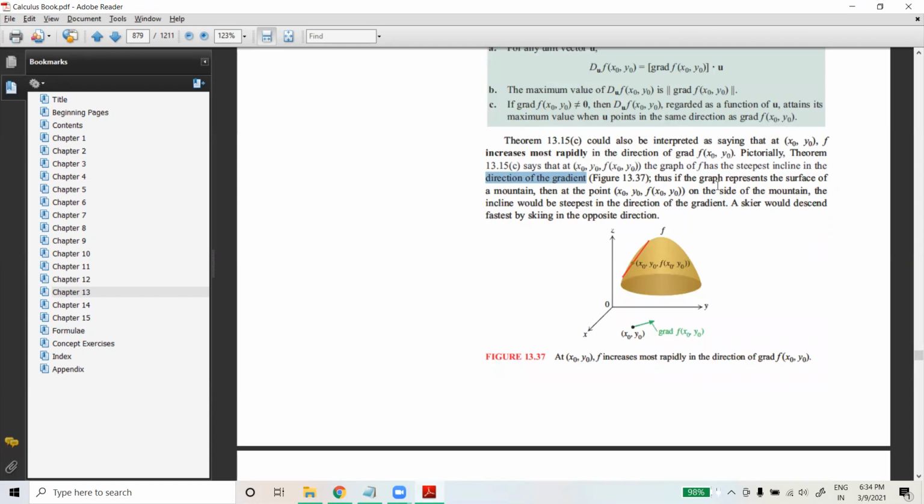Got it. A skier would descend fastest by skiing in the opposite direction. Take the mountain as an example. The height of the mountain increases in the direction of the gradient, but the skier will like to ski along the opposite direction because he wants to get down.